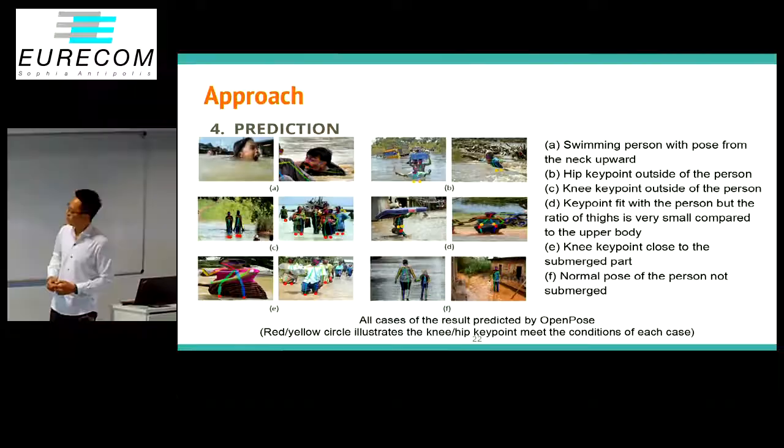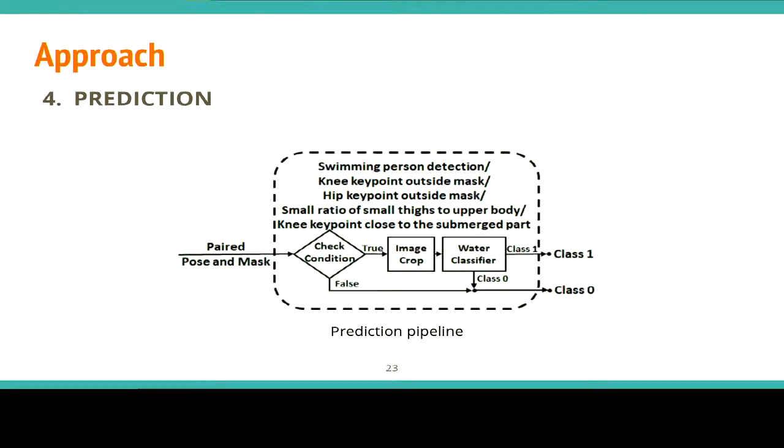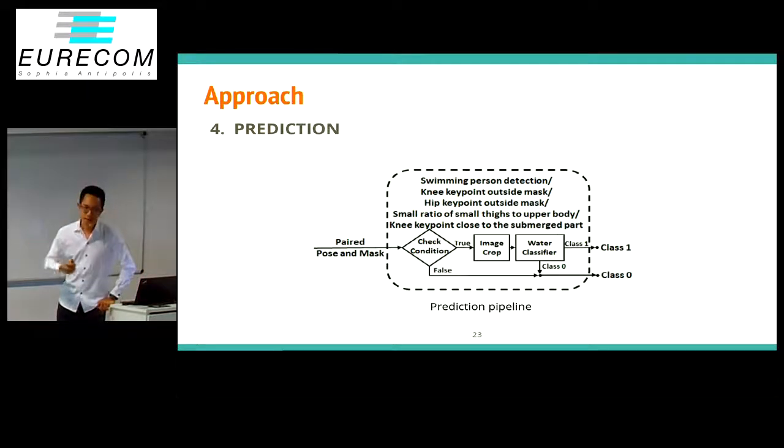So here is the prediction of the task. They define multiple cases where the person is swimming. The hip key point is outside of the person mask. So this is potentially the water covering their knee. Also the knee key point is outside of the person mask. So here are mostly all the cases they have listed out, and here's the prediction pipeline.